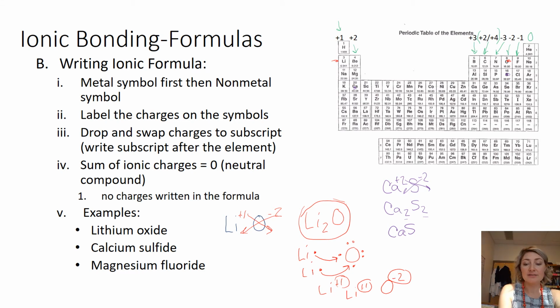Our last example is magnesium fluoride. Magnesium is an alkaline earth metal, so therefore it has a +2 charge, and fluorine is a halogen with a -1 charge. My next step is to take those charges and drop them to form the subscript for my neutral compound. So this becomes magnesium, and remember, I don't write the 1, and the fluorine is 2. So that means for every 1 magnesium, I need 2 fluorines to accept one of each of those electrons.